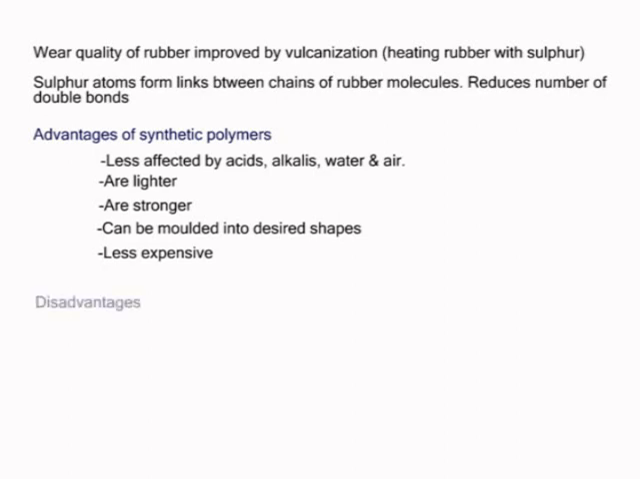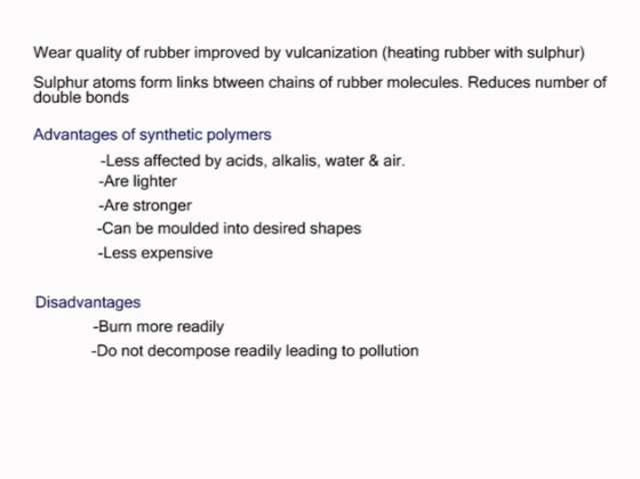However, they have some disadvantages. For example, plastics burn more readily than natural materials. They do not decompose easily, that is, they are non-biodegradable, and this has resulted in environmental pollution, especially by plastics. Some synthetic polymers give off poisonous gases when they burn. For example, polythene gives off hydrogen cyanide and carbon dioxide.